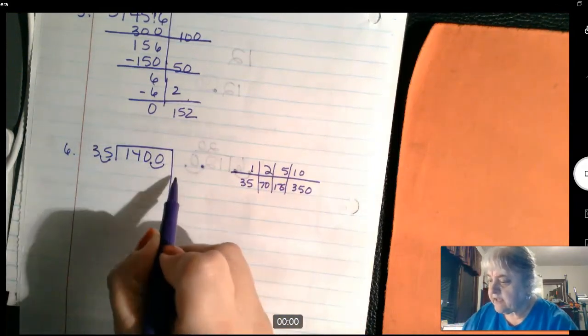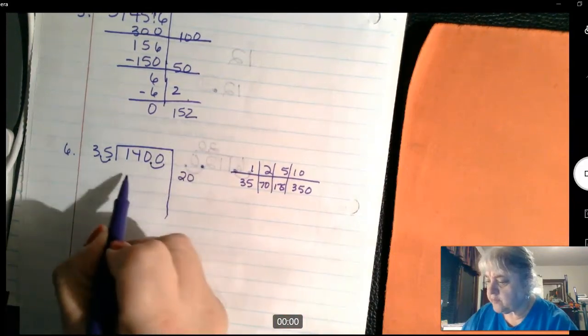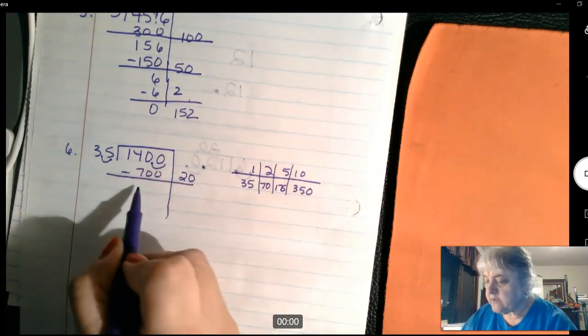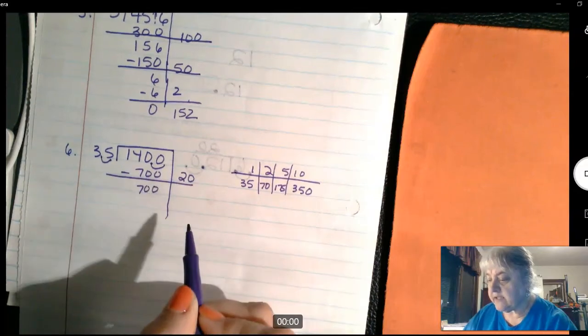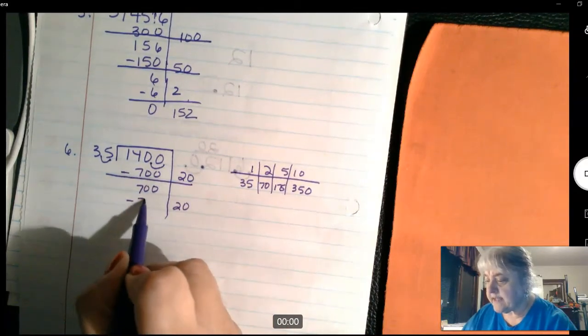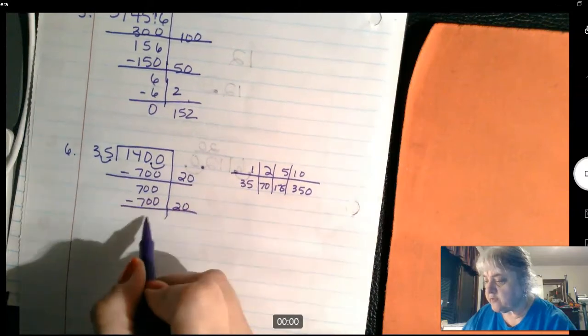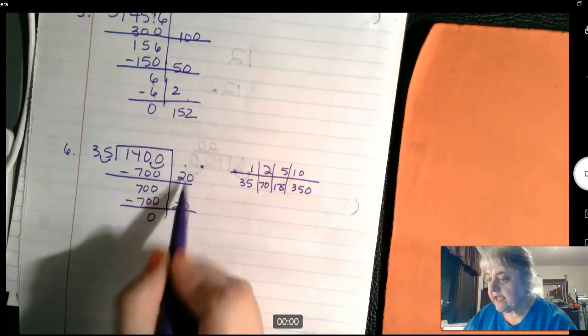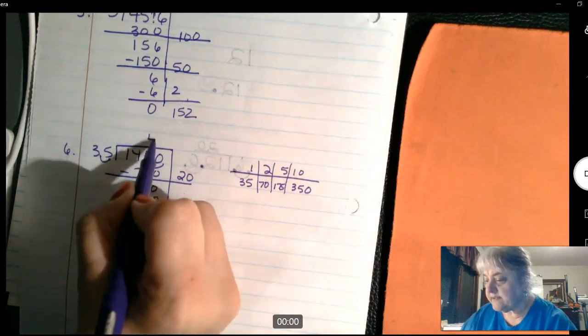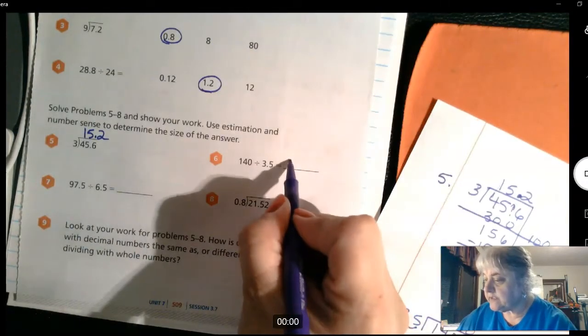If I take off 20 groups of 35, I'm going to subtract off 700. When I do that, I'm going to have 700 left. If I take off 20 more groups, I can subtract off another 700 and have none left. How many groups did I take out? 20 groups plus 20 groups is 40. So my answer is going to be 40.